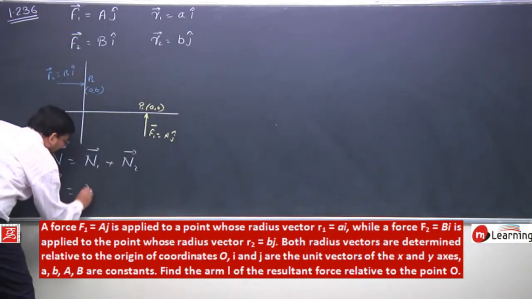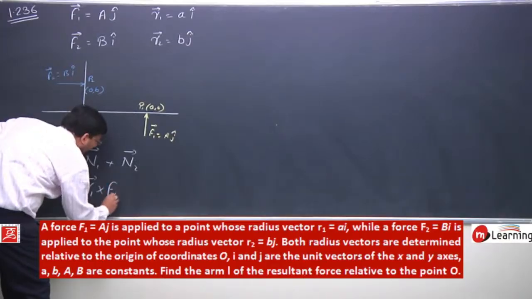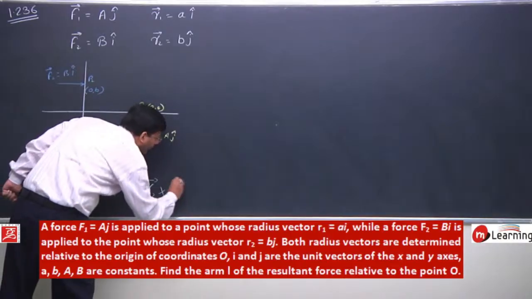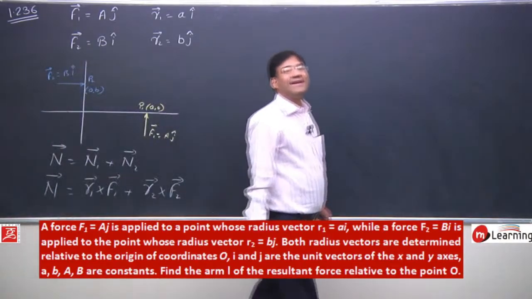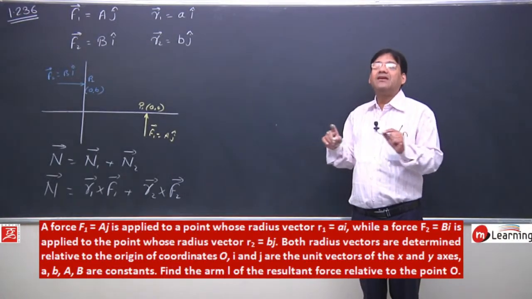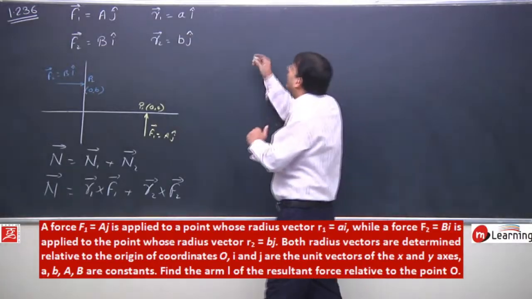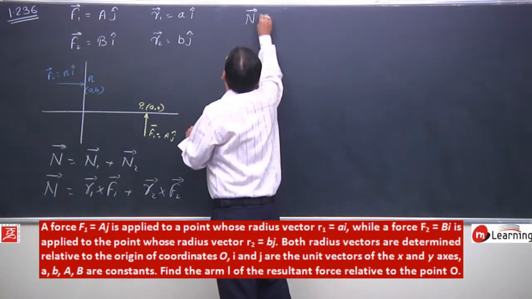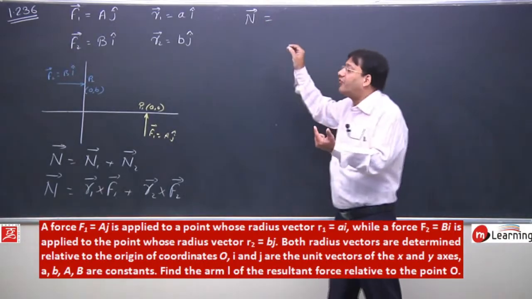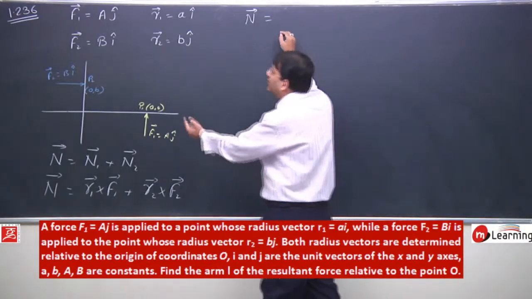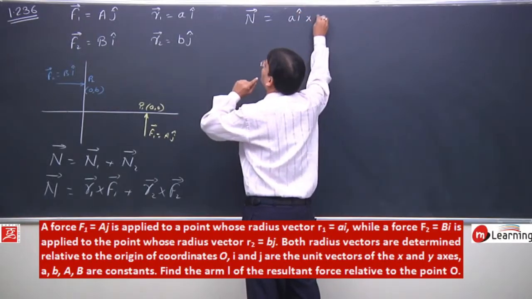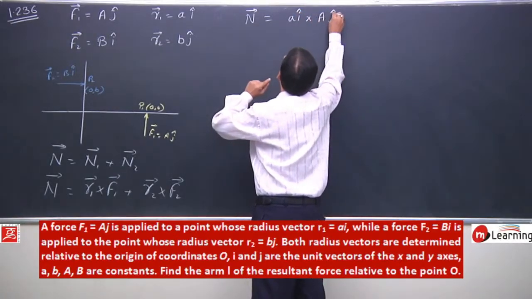This N1 is R1 cross F1, N2 is R2 cross F2. When two forces are acting at two different points, then the torque would be calculated separately, and then the torque would be added. This moment of force N, or torque, would be R1 cross F1. R1 is AI cap cross AJ cap.